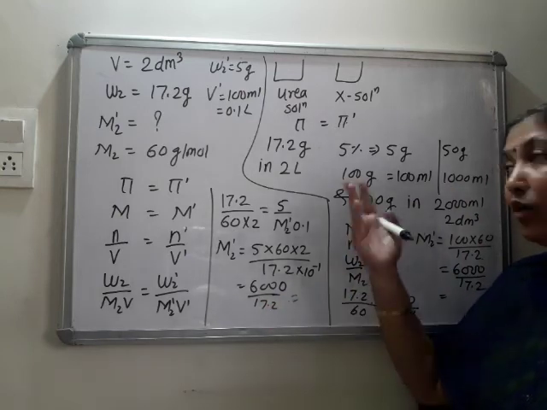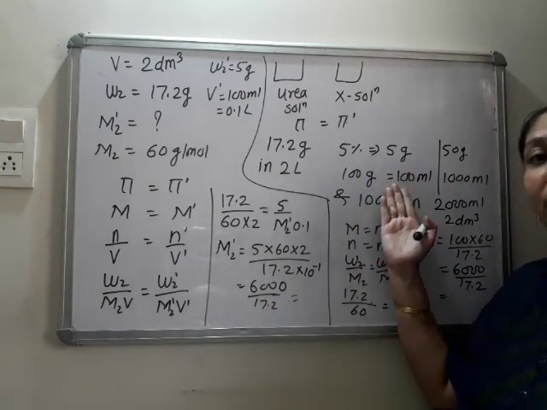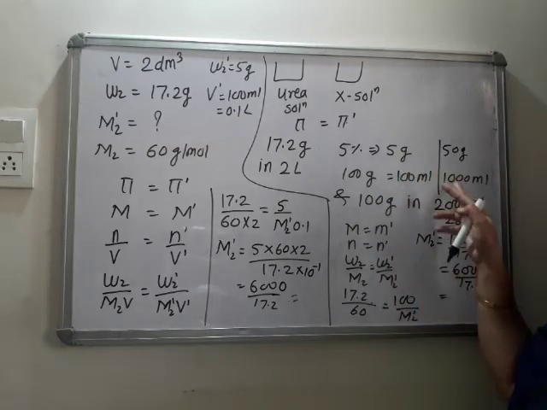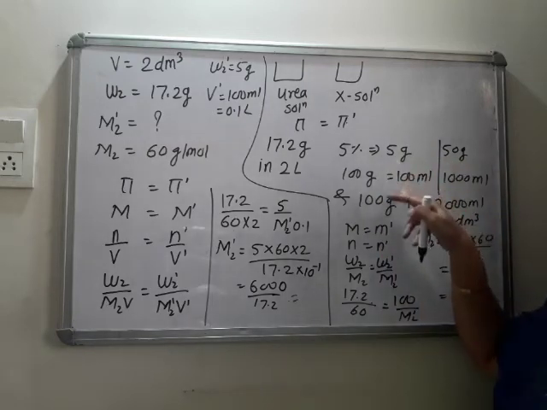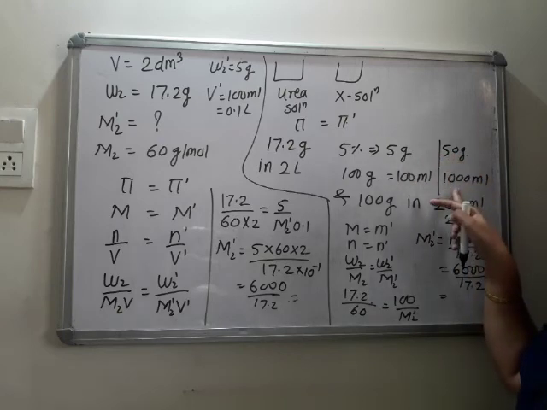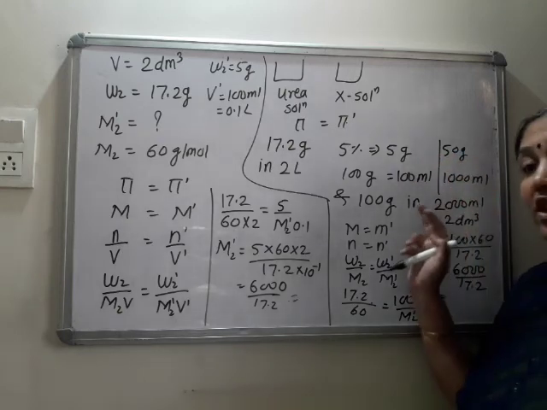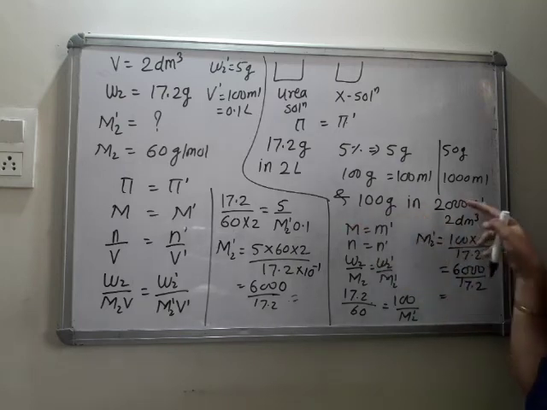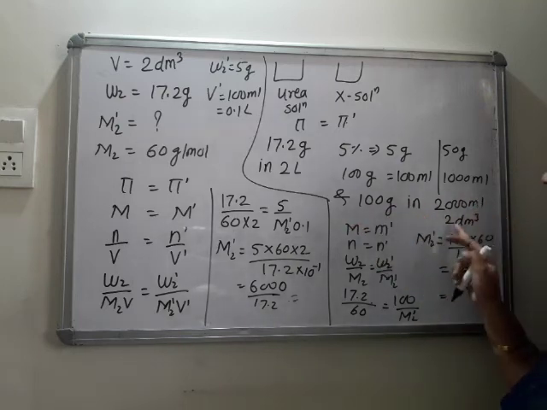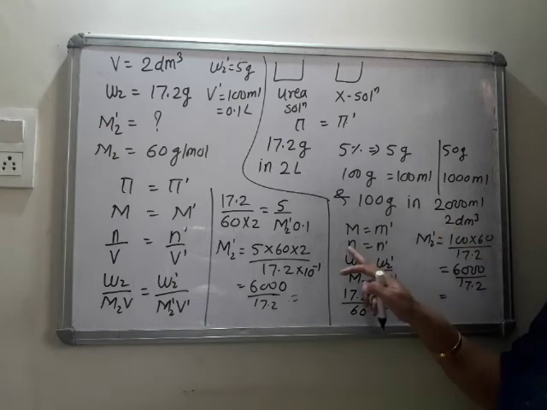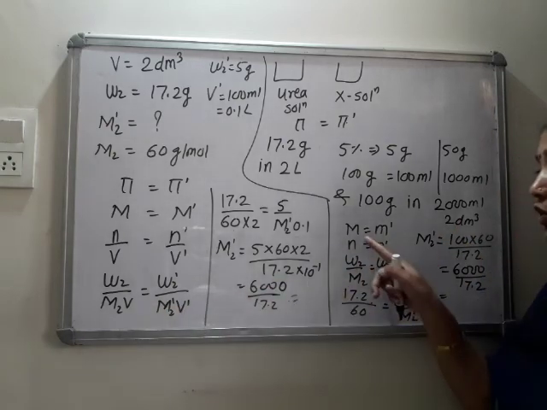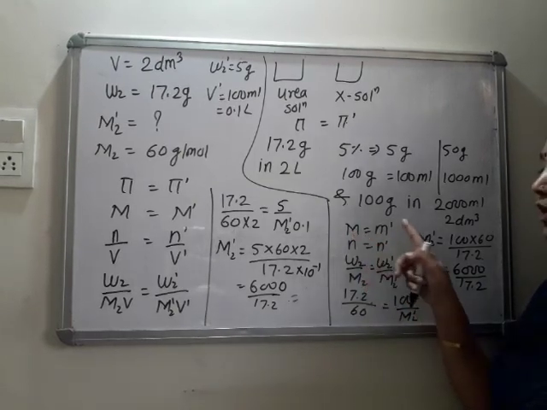Solute and solvent volume are both increased 10 times, so concentration remains the same. 5 in 100 is the same as 50 in 1000. To keep the concentration the same, multiply by 2. So 100 gram is present in 2000 ml. 2000 ml means 2 dm cube. So here we have skipped the volume term. So directly we can say m is equal to m dash.